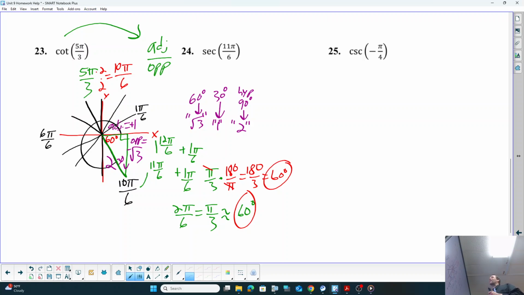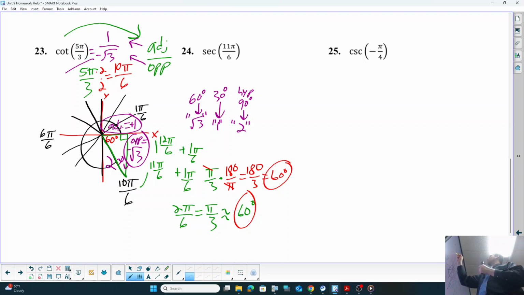We need the adjacent side over the opposite side. So the adjacent side is positive 1, positive 1 over the opposite side. And the opposite side is negative radical 3. Now we do need to rationalize the denominator.